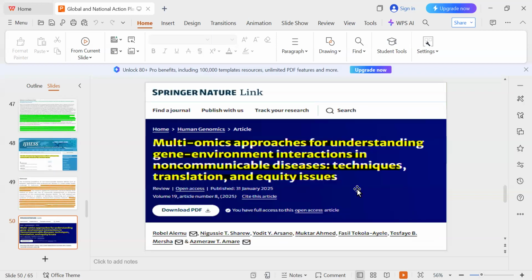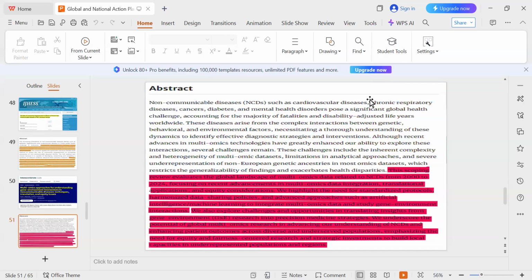Multi-omics approaches for understanding gene-environment interaction in non-communicable diseases: technique, translation, and equity issues. This scoping review evaluates the global landscape of multi-omics data related to NCDs from 2000 to 2024, focusing on recent advancements in multi-omics data integration, translational applications, and equity considerations. We highlight the need for standardized protocols, harmonized data sharing policies, and advanced approaches such as artificial intelligence or machine learning to integrate multi-omics data and study gene-environment interactions.